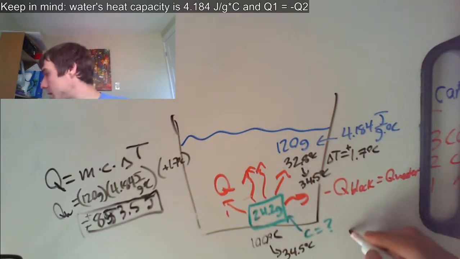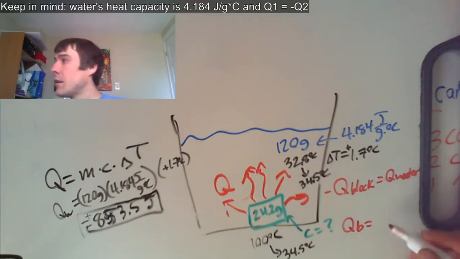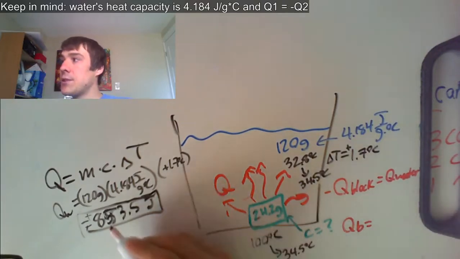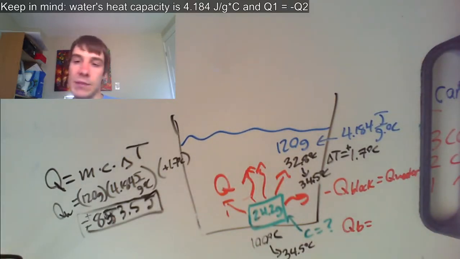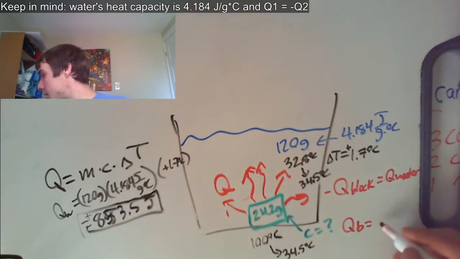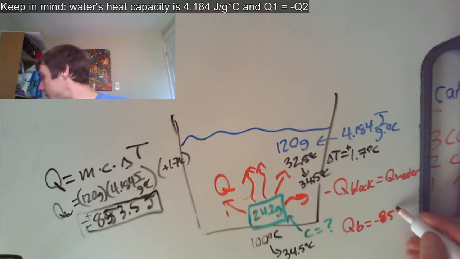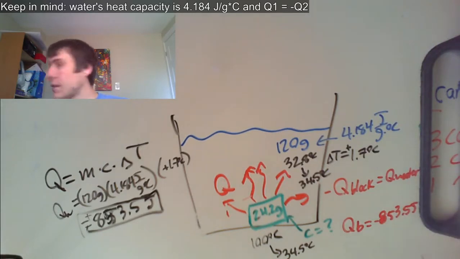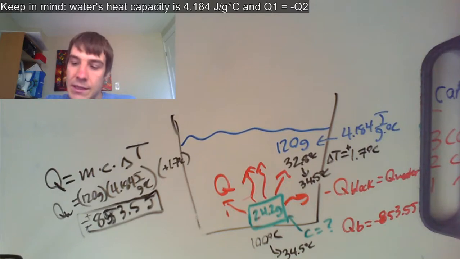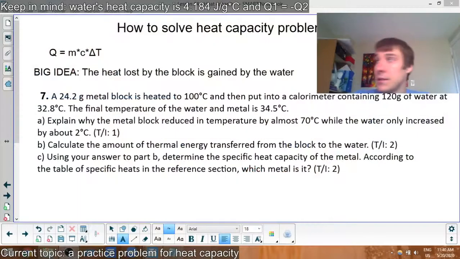So that tells us that the Q of the block must have been the negative version of this, must have been negative whatever the water gained, because we assume this is a closed system. So it's minus 853.5 joules. That's the Q of the block. Which lets us solve the last part of this question. The last part of this question is determine the specific heat capacity of the metal.